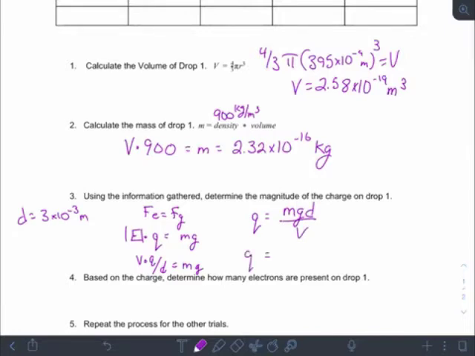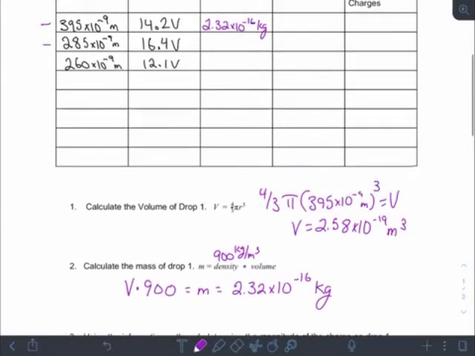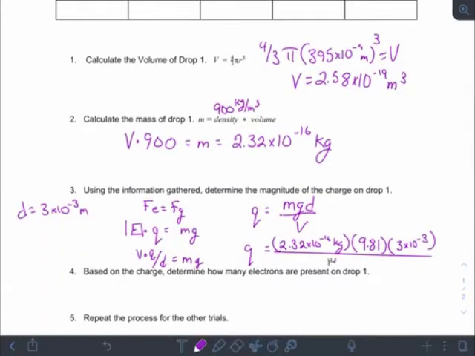So when we fill all that in for this particular oil drop, and the voltage for that first oil drop to get it suspended was 14.2 volts, I get a Q of 4.8 times 10 to the negative 19.